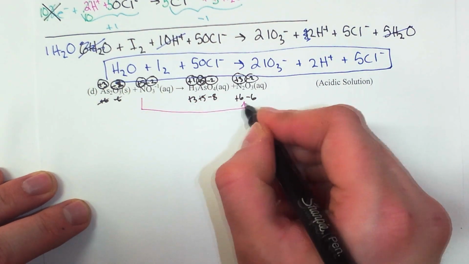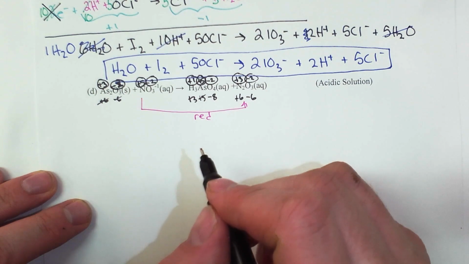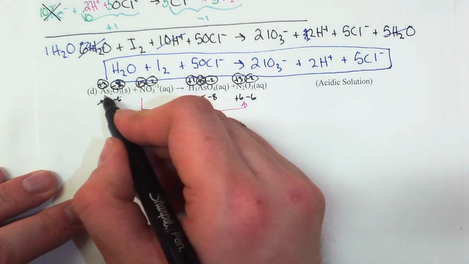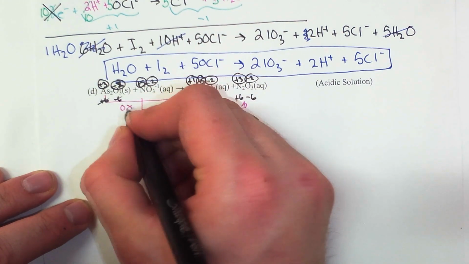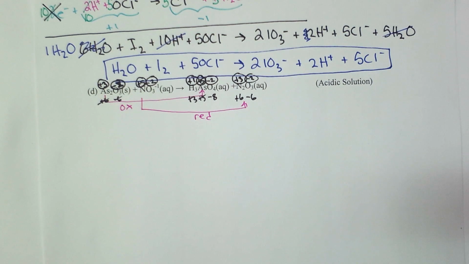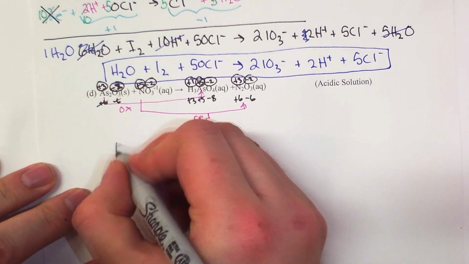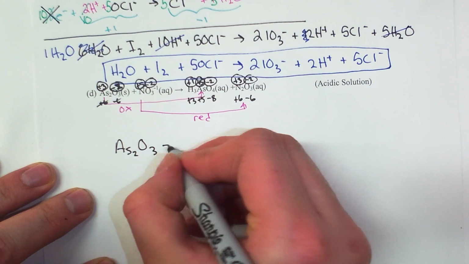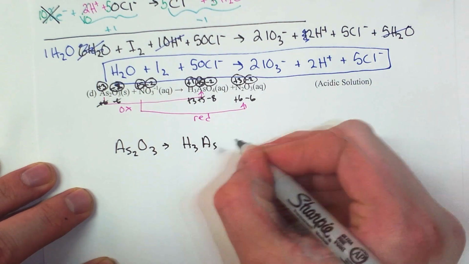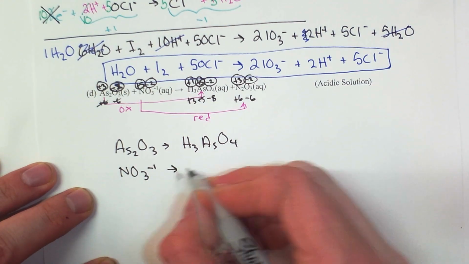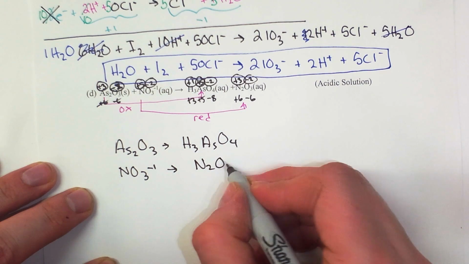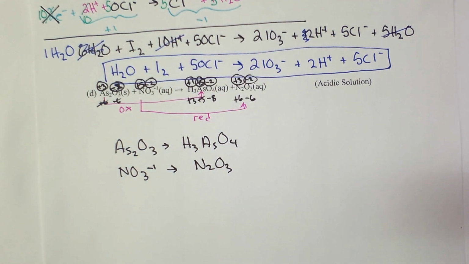Nitrogen went from +5 to +3. That is a reduction. As went from +3 to +5. That is an oxidation. So we've identified what's being oxidized and what's being reduced. So we start by writing out the half reactions. As2O3 goes to H3AsO4. NO3 minus 1 goes to N2O3. Again, we're just ignoring states right now.